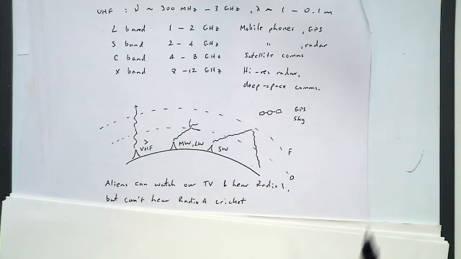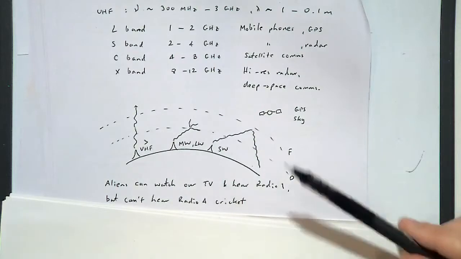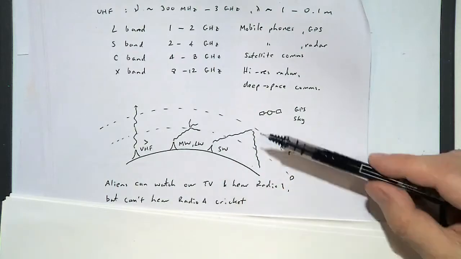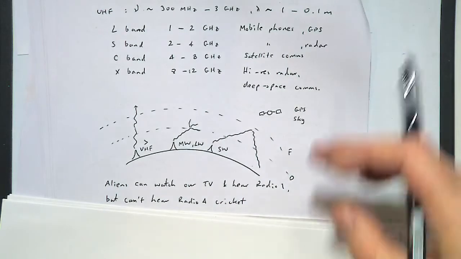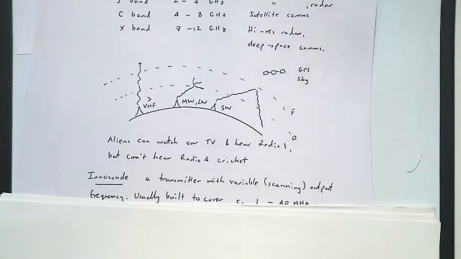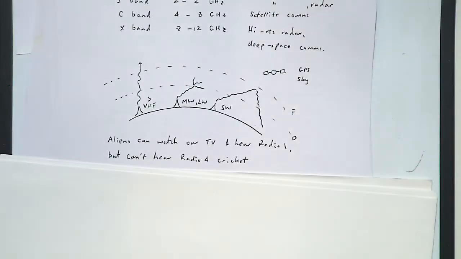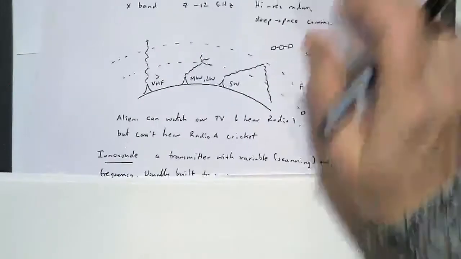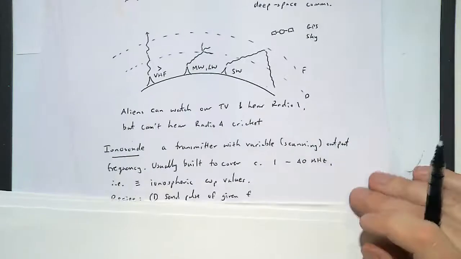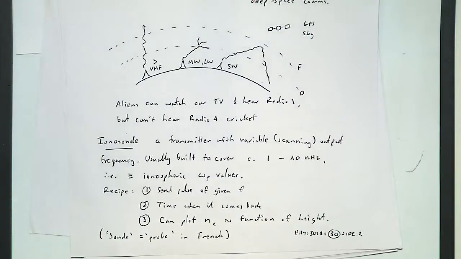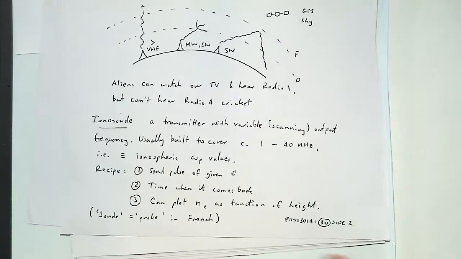Okay? So your medium and long wave signals do not get through the ionosphere. The short wave is bounced off the upper atmosphere, and the VHF gets through. Okay, so that means that if you're listening to your Radio 4 cricket on long wave, the aliens can't hear that, but they can hear Radio 1 on FM.